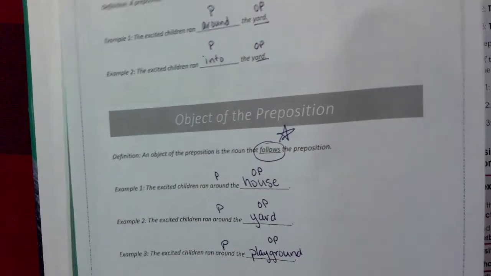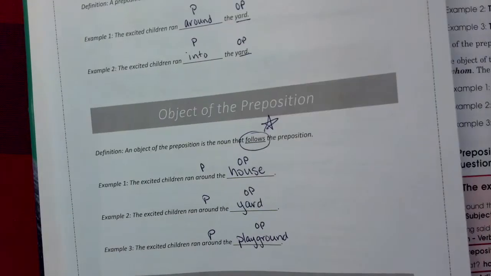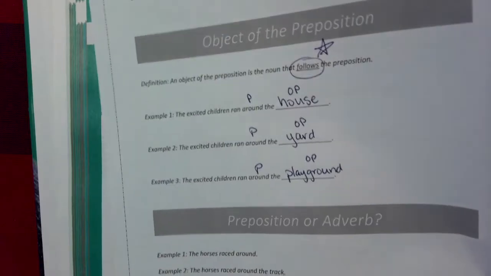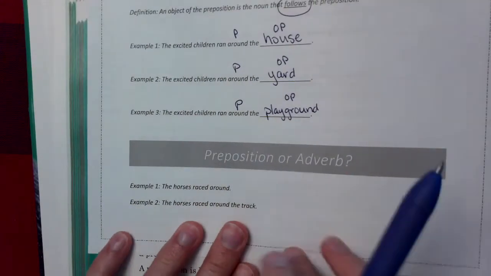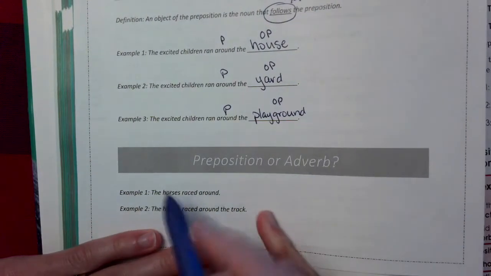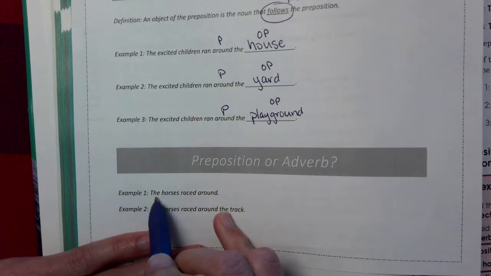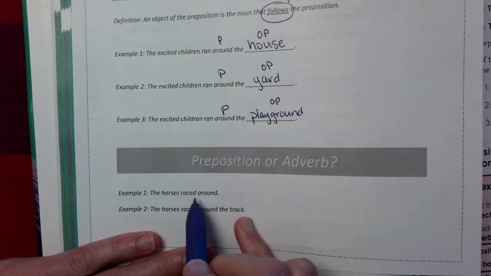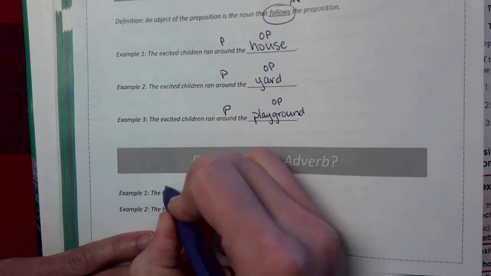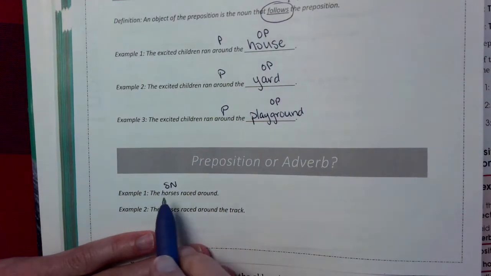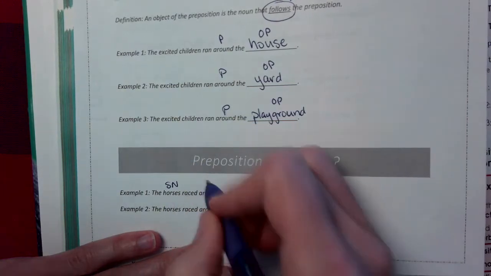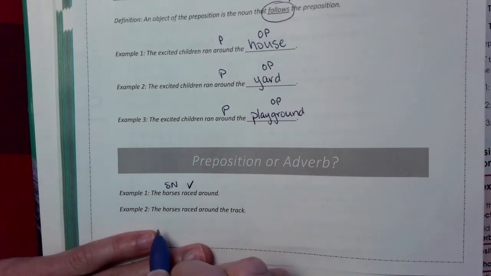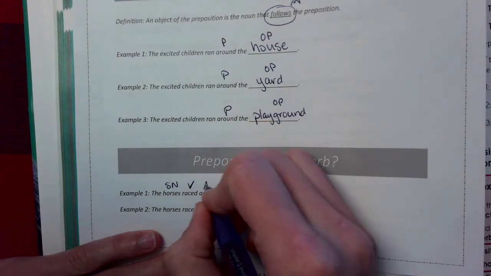Now, how do we know if this is a preposition or if it's an adverb? Look at the bottom of your sheet. Is it a preposition or is it an adverb? Let's question answer flow this first one. The horses raced around. What raced around? Horses. Subject noun. What is being said about horses? Horses raced. Verb. Raced where? Around.